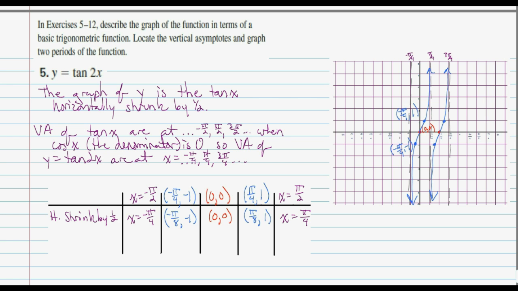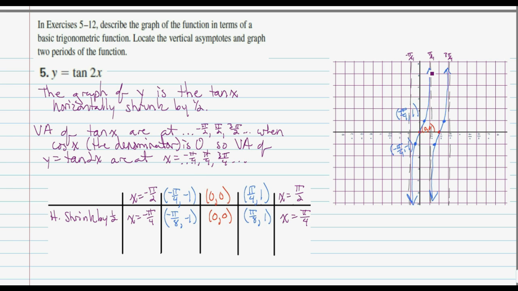Describe the graph of the function in terms of a basic trig function. Well, the graph of y is the tangent of x horizontally shrunk by 1/2. Locate the vertical asymptotes and graph 2 periods of the function. Vertical asymptotes of tangent are at negative pi over 2, pi over 2, 3 pi over 2 when cosine, the denominator, is 0. So the vertical asymptotes of the tangent of 2x, which is horizontally shrunk in half, are at x equals negative pi over 4, pi over 4, and 3 pi over 4. Each one of those values shrunk in half, so they're closer together.